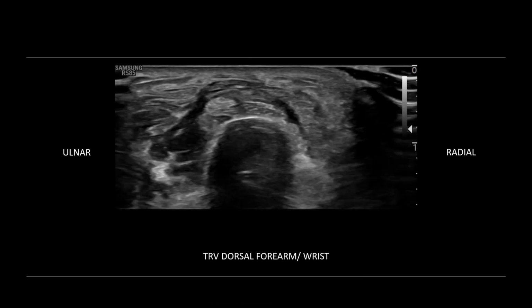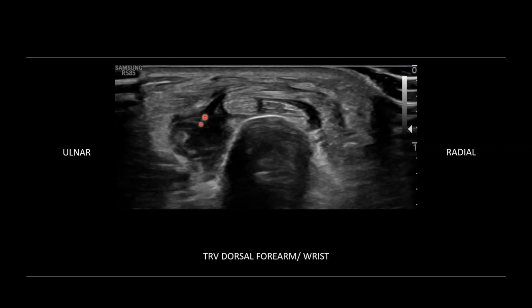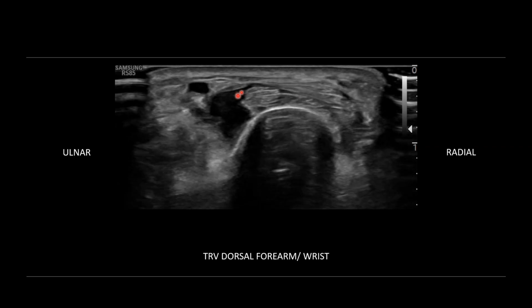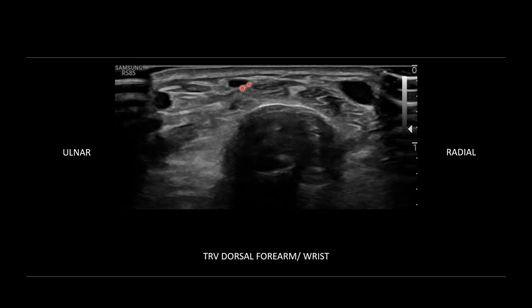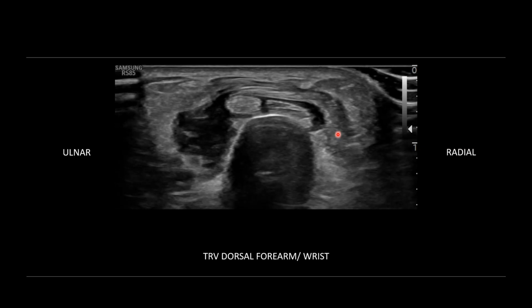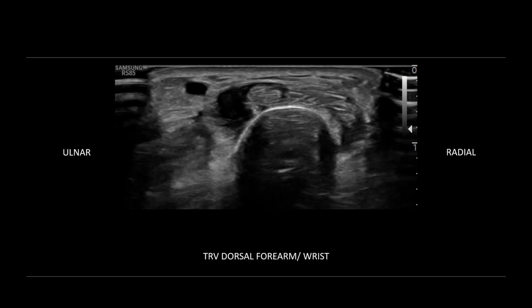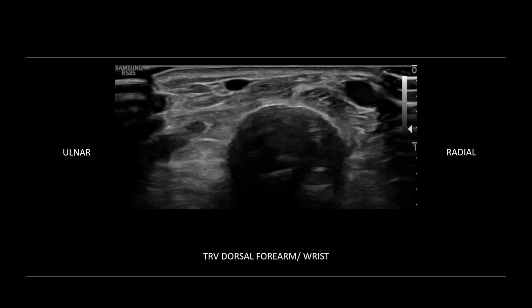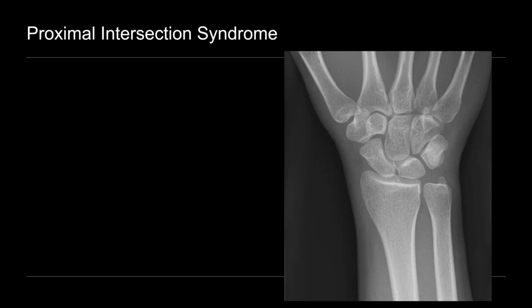We can often better appreciate this on real-time imaging, so here we're going to be moving proximal to distal in short axis. This is the ulnar side, and the right-hand side is the radial side. Again, there's compartment 2 here, and we're going to see compartment 1 crossing over. There's the edematous myotendinous junction. There's the fluid surrounding these compartment 2 tendons. And again, there's the radius deep to these tendons. So we've got this peritendinous fluid and edema at the site of the proximal intersection. Findings typical for proximal intersection syndrome.